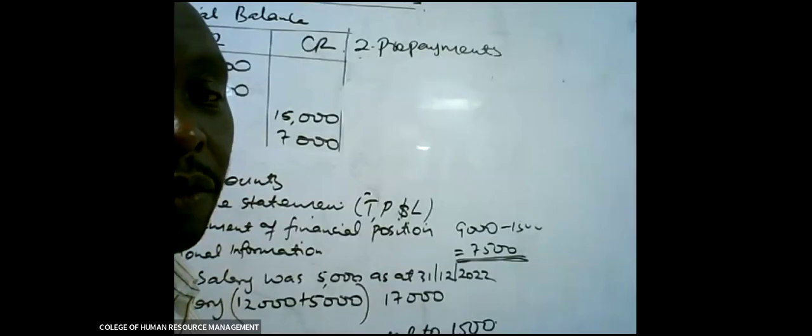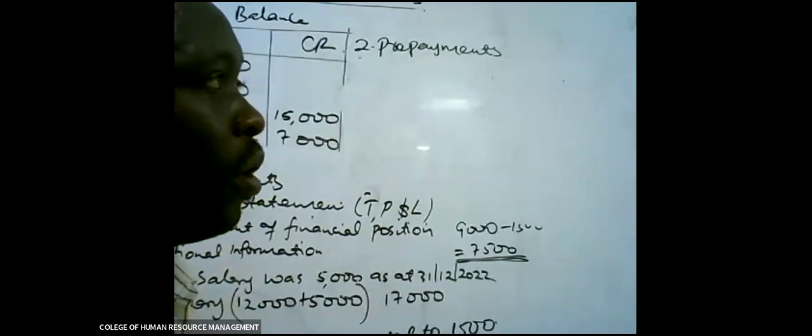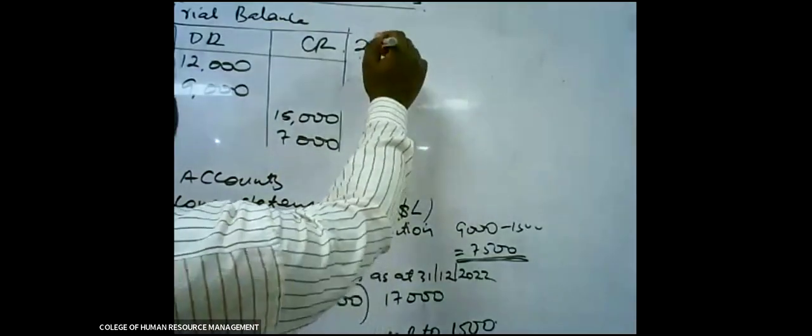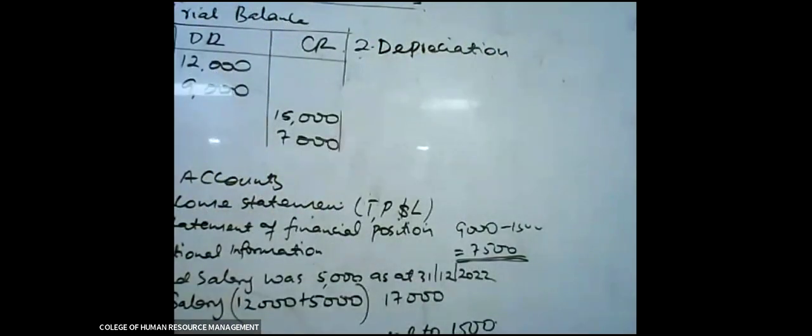Mwalimu, I haven't understood the actual salaries and how you've subtracted that one. I've said that it was a typo error, a typographical error. It was supposed to be accrued, not actual. Oh, okay. Yeah. So number 3, adjustment will be on the depreciation.